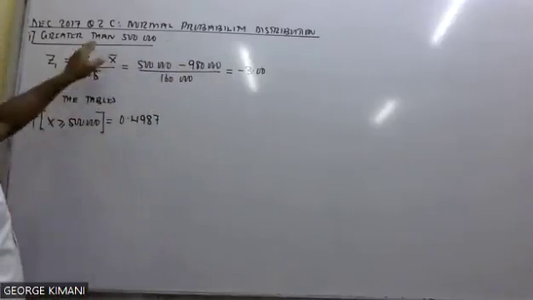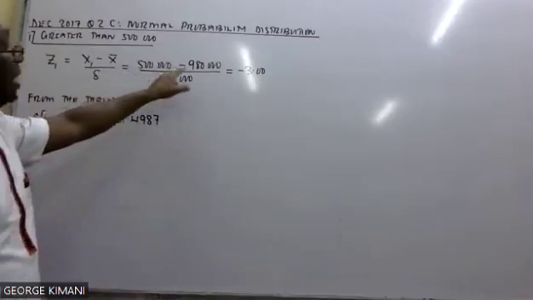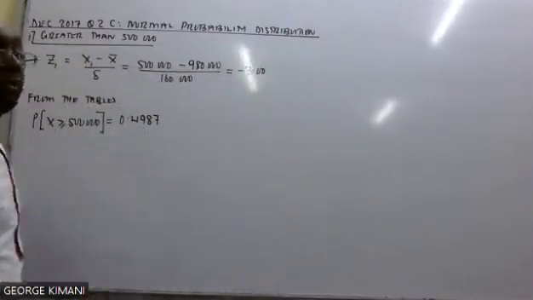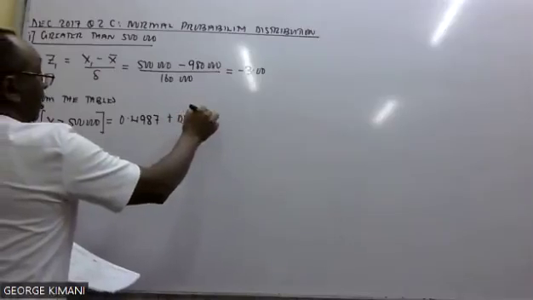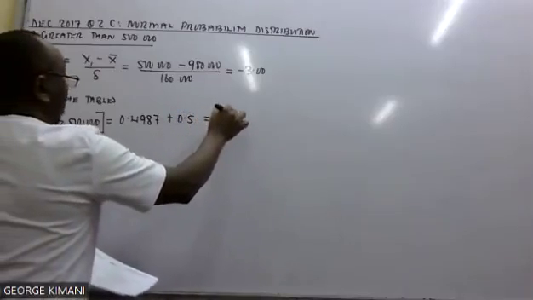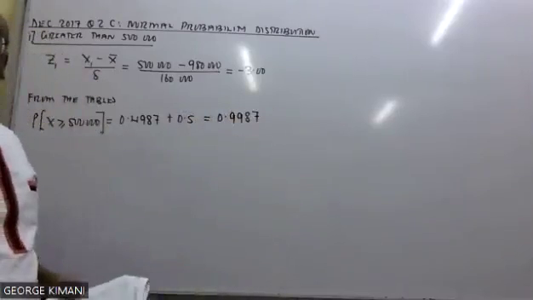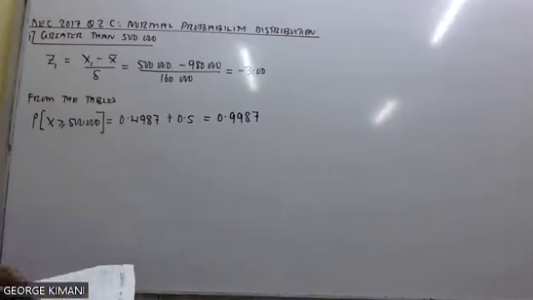So when they tell you greater than 500, we want those who are above 500, even those who have passed the mean, the other side. So we will say plus 0.5, and that gives us 0.9987. I hope everyone is able to follow. If you are not, you should let me know.